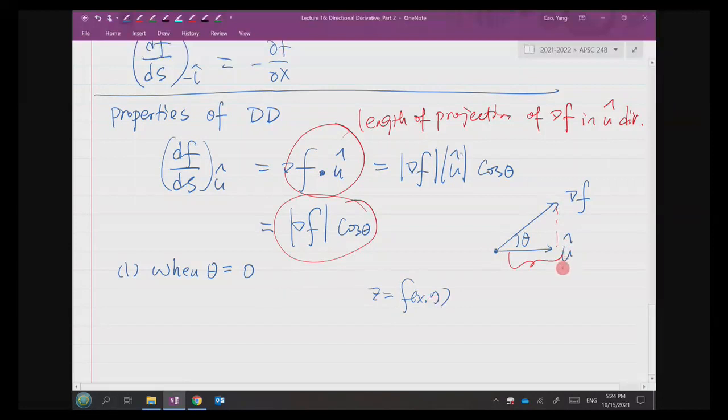But what you could change is the u hat. U hat is a direction, chosen by the user. I can choose to go from here in that direction, or I can choose to go the other direction, right? And a different direction will give you a different directional derivative. So now the question is, if I choose the direction of changing to be the same direction as the gradient vector, then what happens to the directional derivative?